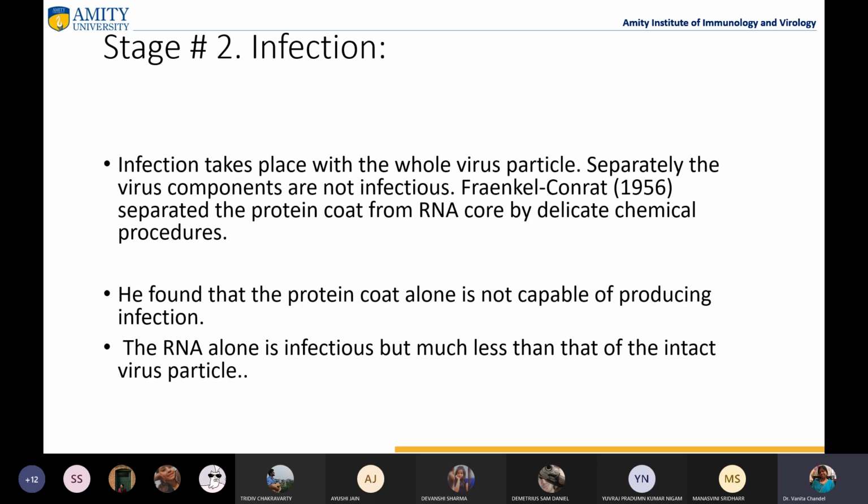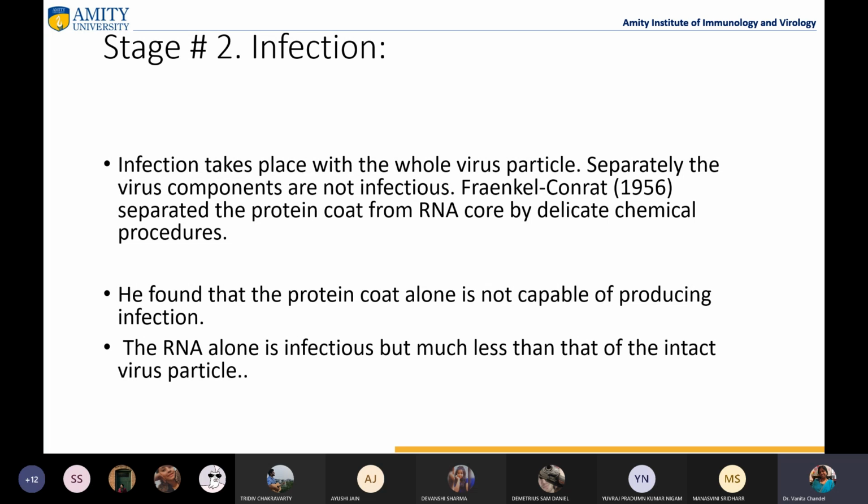Then the second stage which we talk about is the infection. So infection takes place with the whole virus particle, and separately the virus components are not infectious. So how do we know this? There are some studies done by people, in which they separated the protein coat from the RNA by using certain chemical procedures, and they found that the protein coat alone is not capable of producing infection. The RNA alone is infectious, but much less than the intact virus particle. So this is the older study.